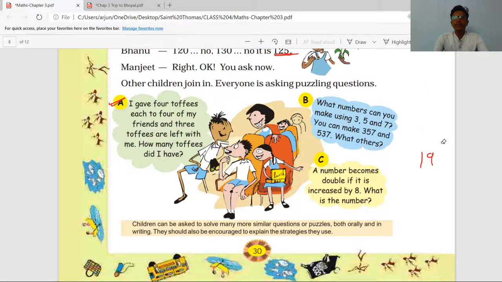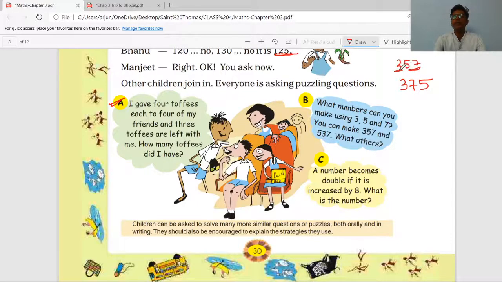Puzzle B. What numbers can you make using 3, 5 and 7? You can make 3, 5, 7 and 5, 3, 7. What are the others? So student, what you have to do? First write the 3 numbers here. Now fix the position of 3 and interchange these two. So fixing the position of 3, interchanging these two means 7, 5.